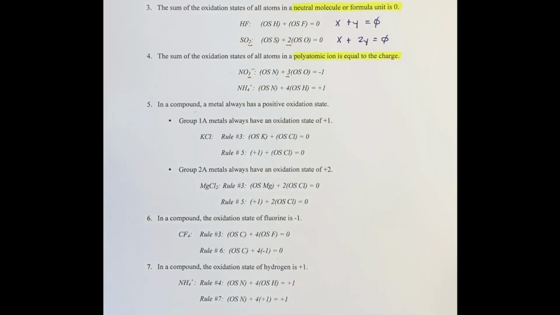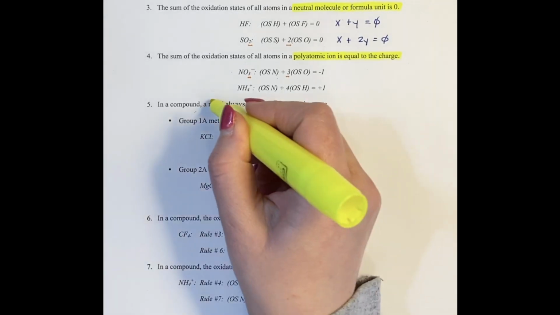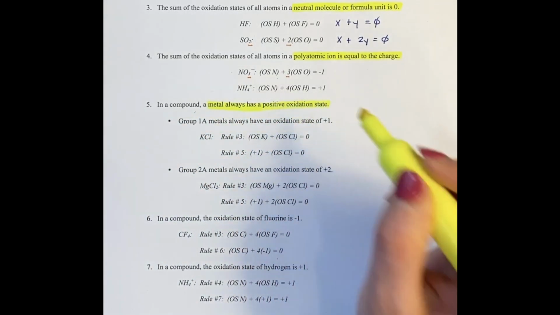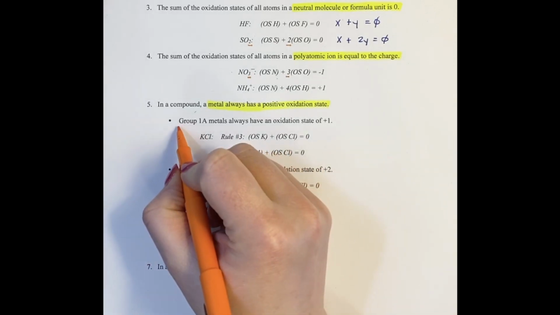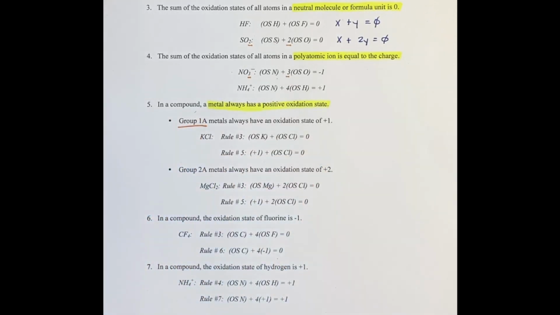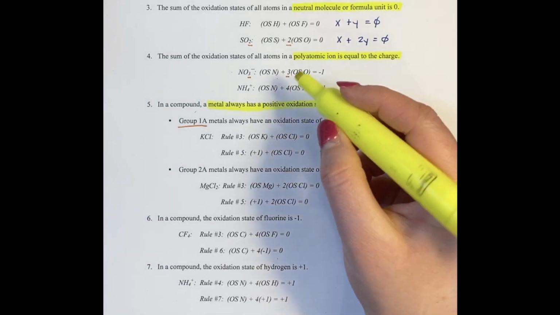Rule number 5. This says that in a compound, a metal always has a positive oxidation state. As we look a little further, it applies to some specific metals. So the first part of Rule 5 talks about our metals in Group 1A. This applies to metals like sodium, lithium, potassium, rubidium. And our rule says that these metals will have an oxidation state of +1.